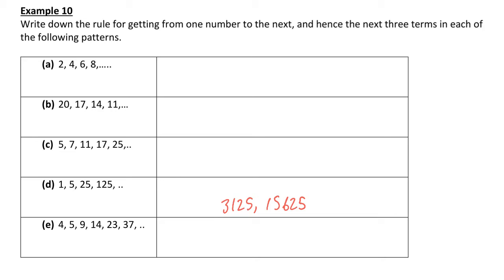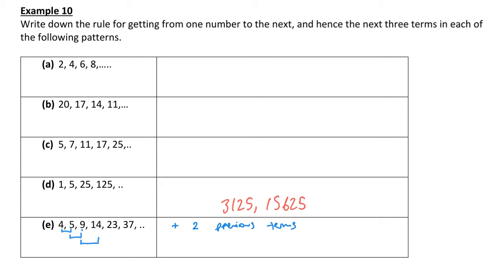And the last one, 4, 5, 9, 14, 23, and 37. Well, what we can hopefully see is that 9 is equal to 4 plus 5. 5 plus 9 is 14. 9 plus 14 is 23. So the rule here is to add the 2 previous terms.